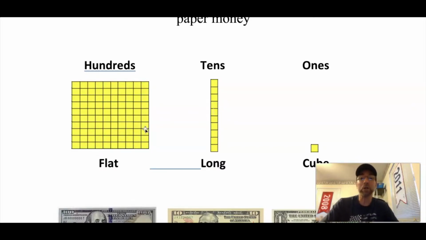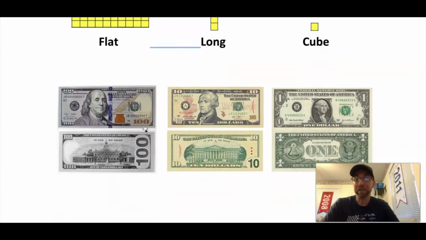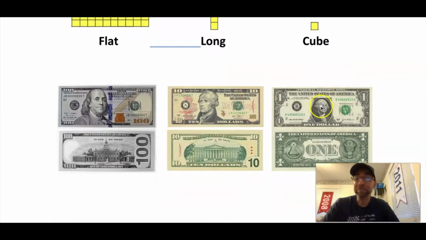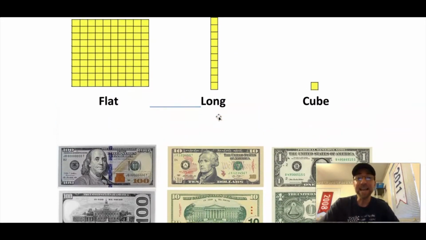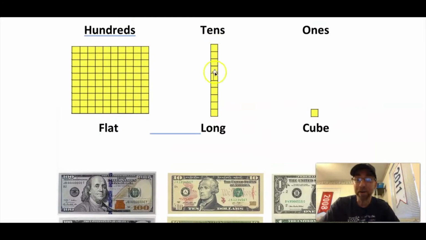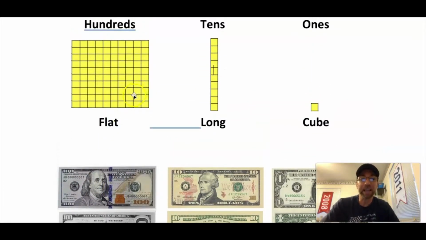Well, today we're going to look at 3 kinds of bills. We're going to look at the $1 bill, which is similar to a cube. It's worth 1. We're going to look at the $10 bill. The $10 bill is like a long. It's worth 10. And then we're going to look at the $100 bill. And that's just like a flat because it's worth 100.